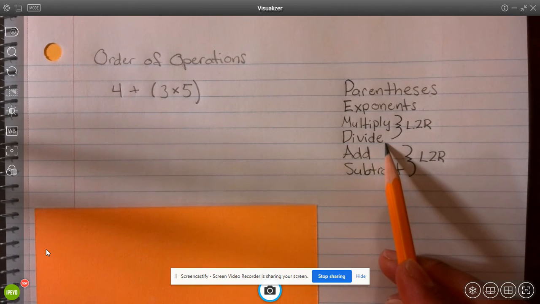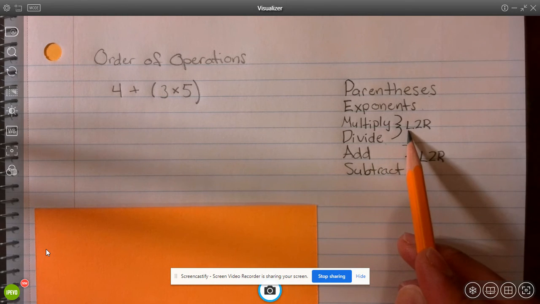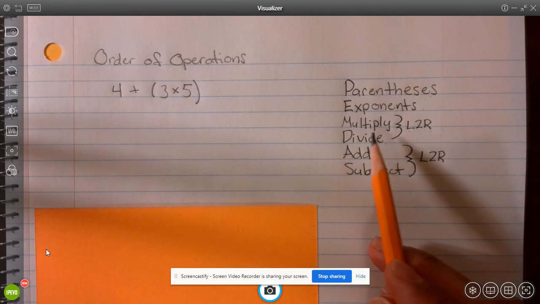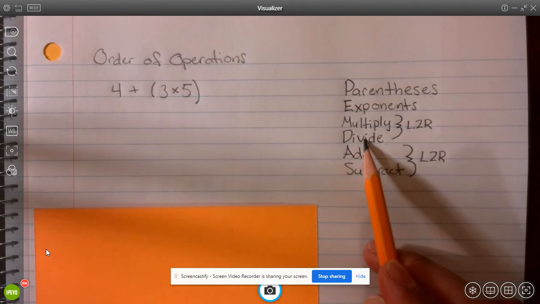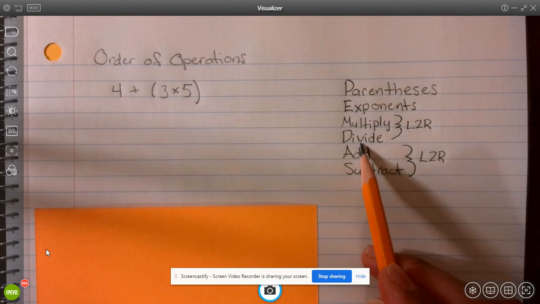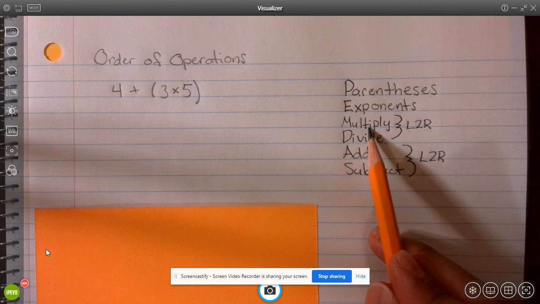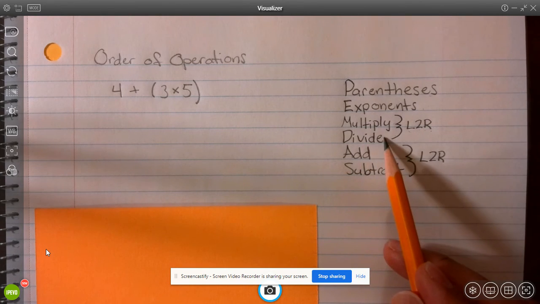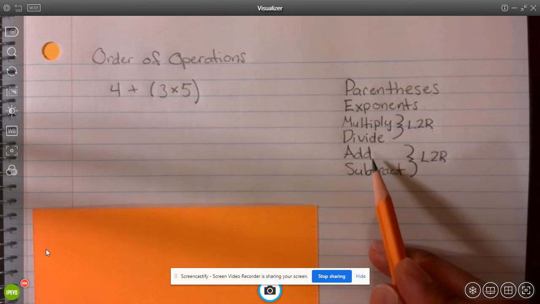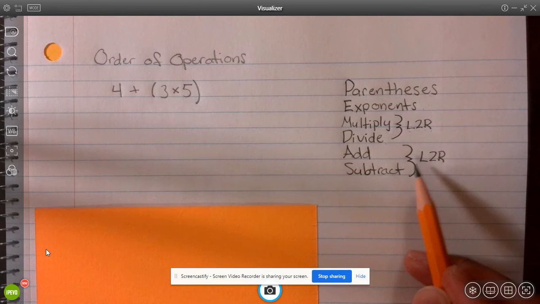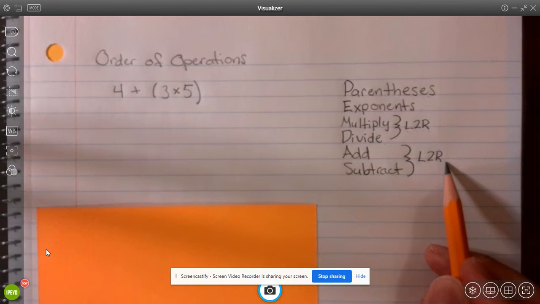Remember what comes first when you read the equation from left to right. So if division comes first in the problem, then you do division, you divide. If multiplication comes first, you multiply first. After multiplication and division, you add or subtract. Again, whatever comes first, left to right when you read the problem.